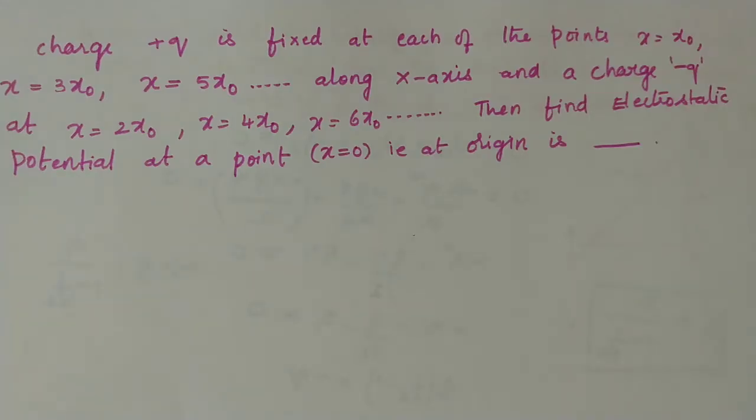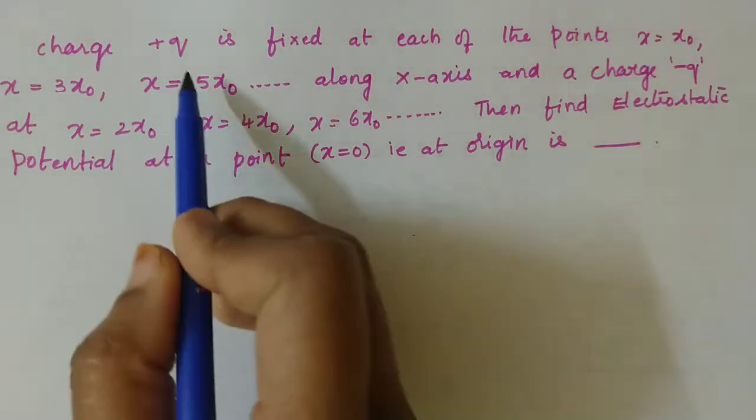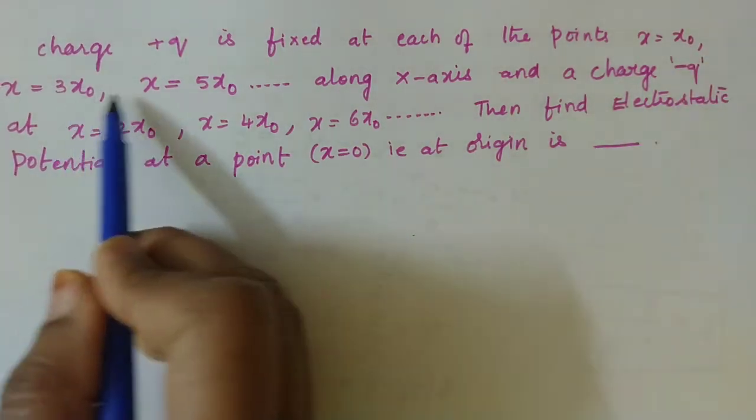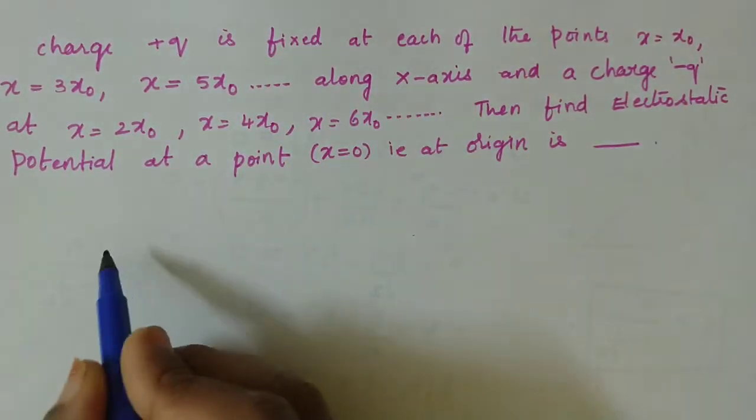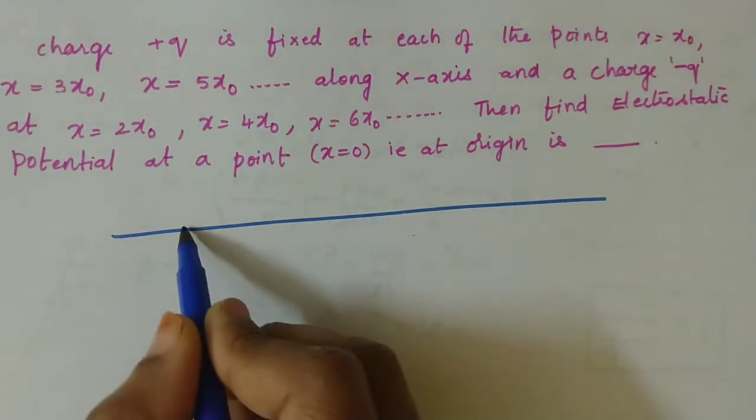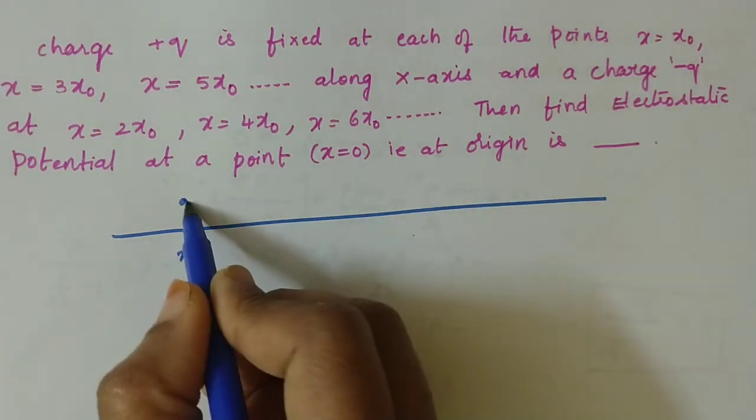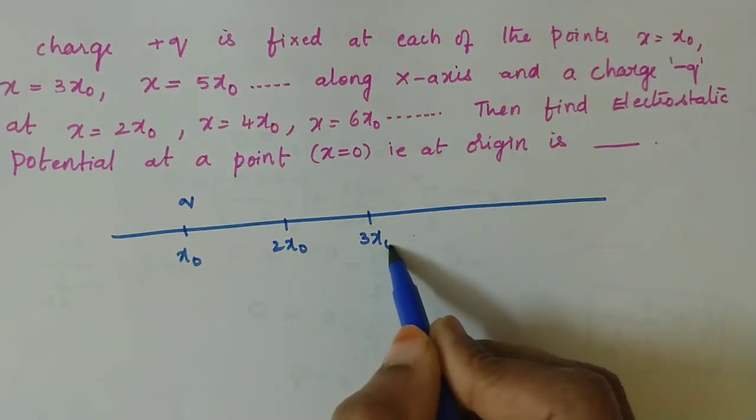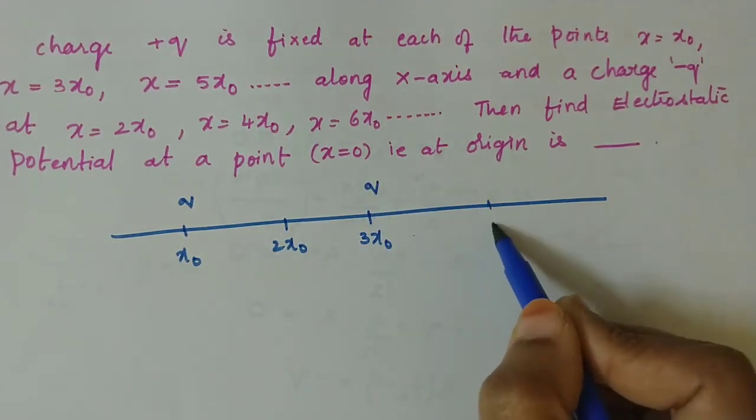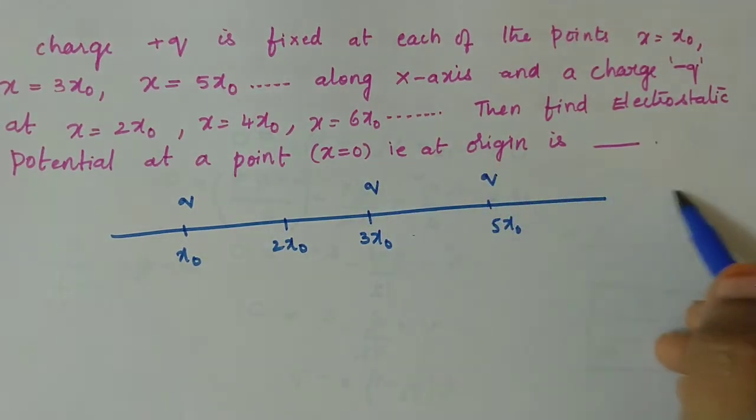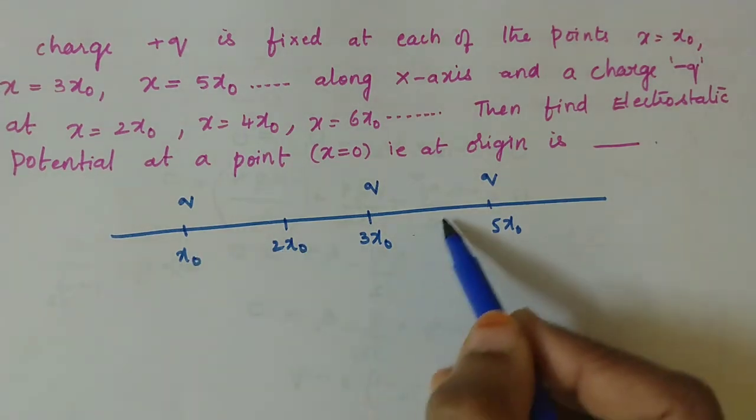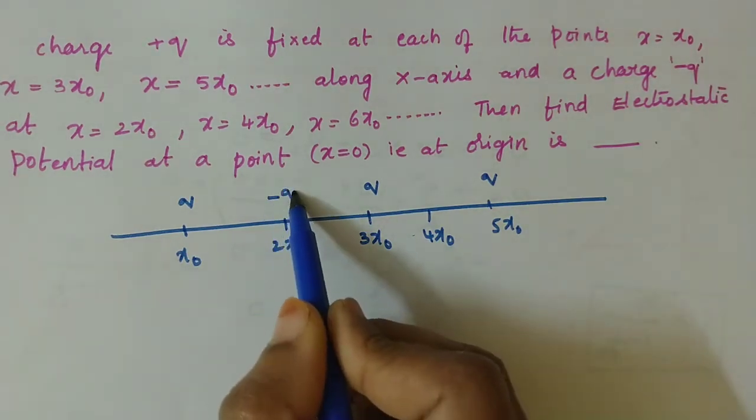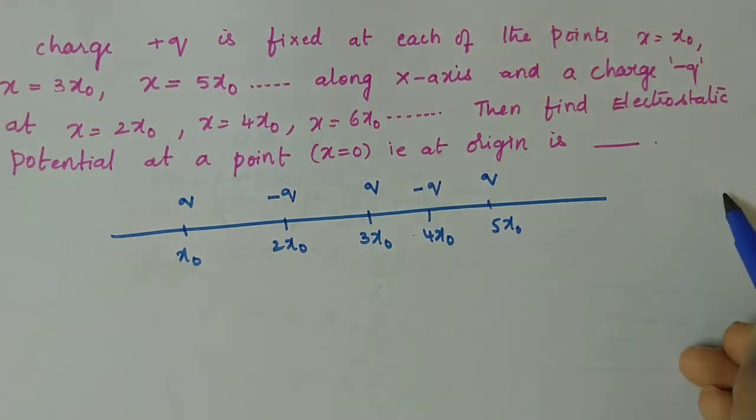Now coming to this question, a large number of charges, say a charge plus q is placed at each of the points x equal to x naught, 3x naught, 5x naught along the x-axis. Assume this is the x-axis. At x equal to x naught, you have a charge q. Again at 3x naught you have a charge q. Next, at 5x naught you have a charge q, and so on. It's continuing. And at 2x naught and 4x naught, they are giving you a negative charge, so minus q, and it continues.